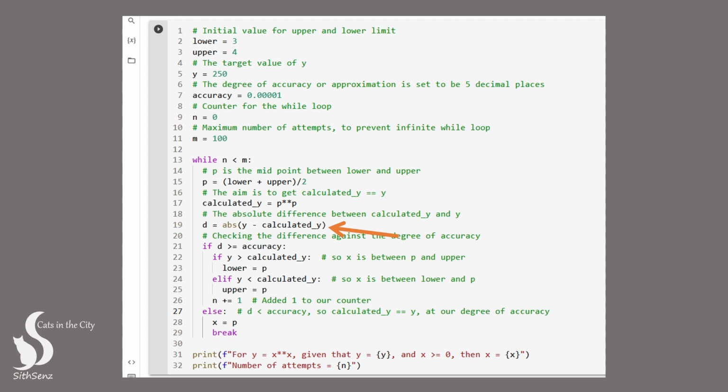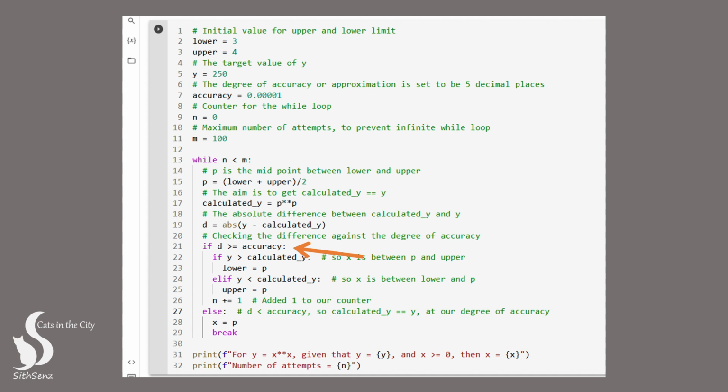First, we'll find the absolute difference between the given y and the calculated y. ABS is a built-in function in Python that we can use to find the absolute value of the difference between the y and calculated y. We'll compare the value for the absolute difference to our degree of accuracy. First, we'll consider the case when the absolute difference d is greater than or equal to our degree of accuracy.